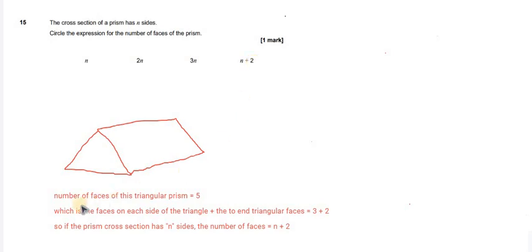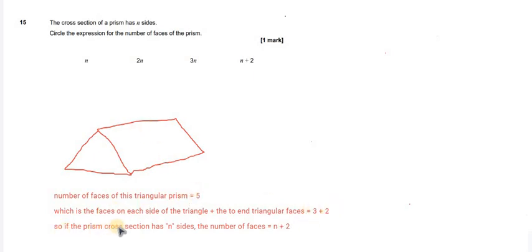Now, the number of faces of this triangular prism is 5, which is 1, 2, 3 at the bottom, which means a face for each side of the triangle, and then the 2 faces as the cross-section, front and back, top and bottom, however it's placed. So, that's where we got 5 from.